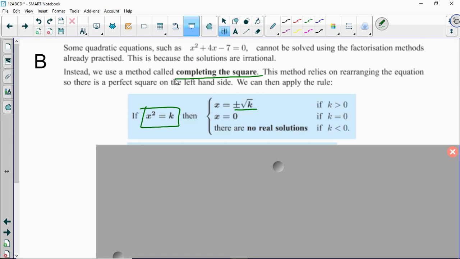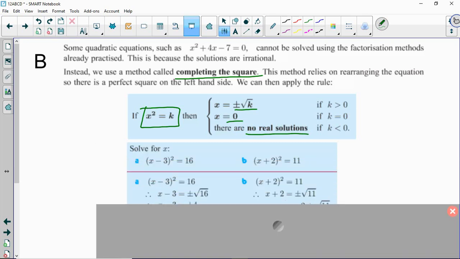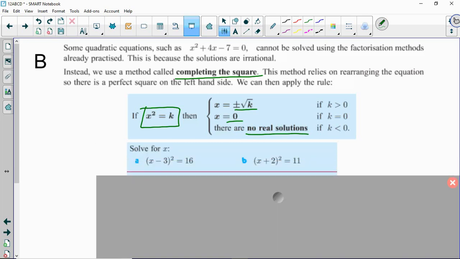If k happens to be equal to 0, then there's only going to be one solution. It's going to be 0 squared equals 0. So then we'd just have that one. But if k was a negative number, then we would have no real solutions. We kind of talked about that earlier. So here's two examples. And we actually kind of saw one just like this a moment ago when we had x plus 2 squared is equal to 0.